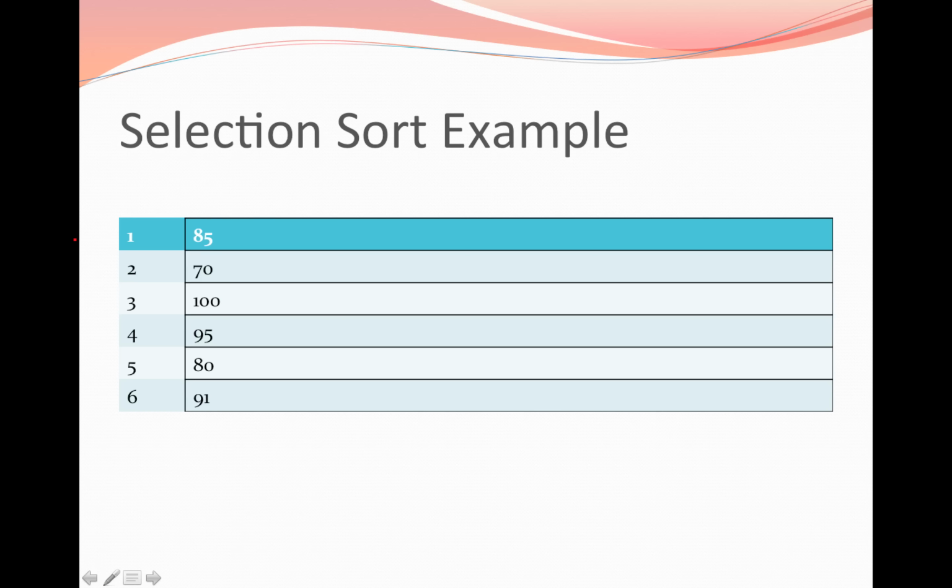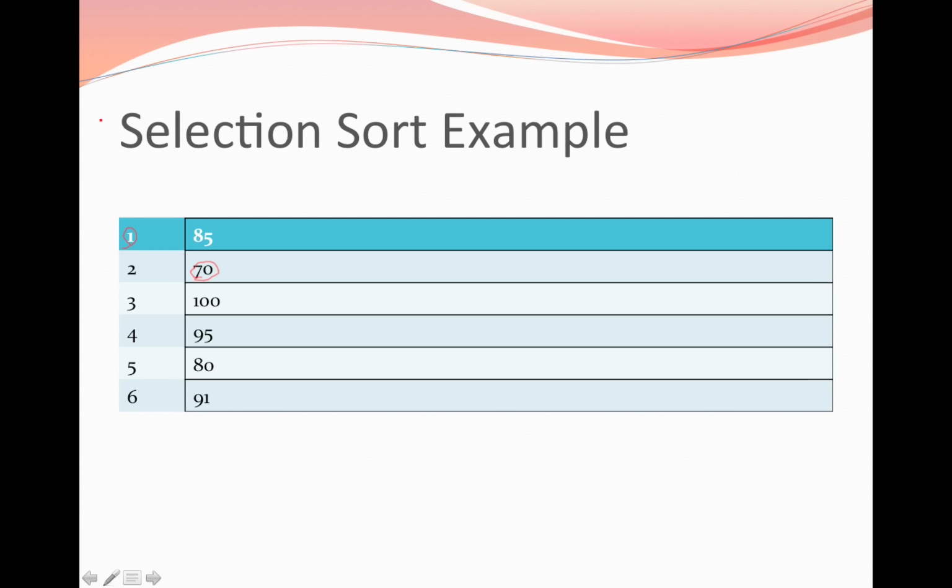Here's a vector that has 6 elements in it, and we're going to sort this vector in place. So we start with the first element, and what we want is to get the smallest value in the first element in our vector. So we start by looking at the 85, we look at the 70, we look at the 100, look at 95, look at 80, look at 91, and we find that the 70 is the smallest value.